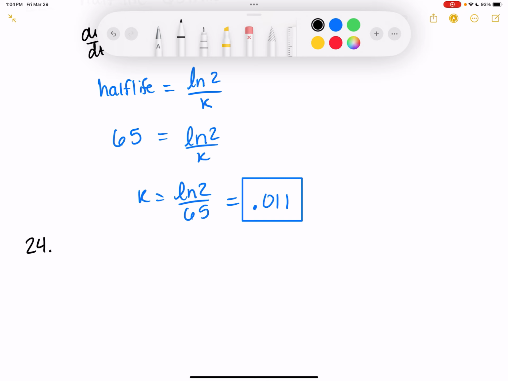24 is a bacterial growth problem. A colony of bacteria is grown under ideal conditions in a laboratory so that the population increases exponentially with time. At the end of 3 hours, there are 10,000 bacteria. At the end of 5 hours, there are 40,000 bacteria. How many bacteria were present initially? At 3 hours, we have 10,000 bacteria. At 5 hours, we had 40,000 bacteria.